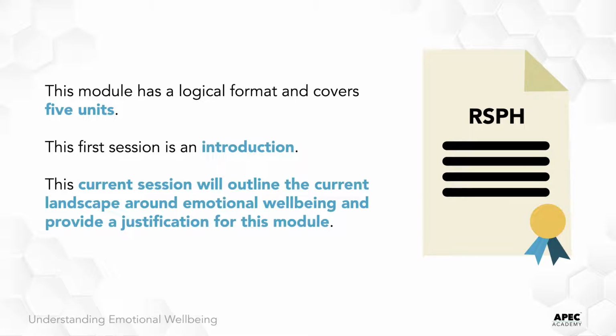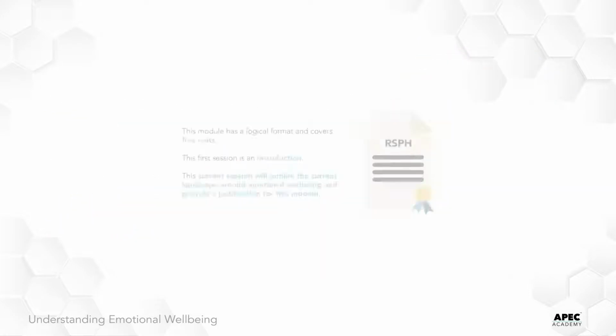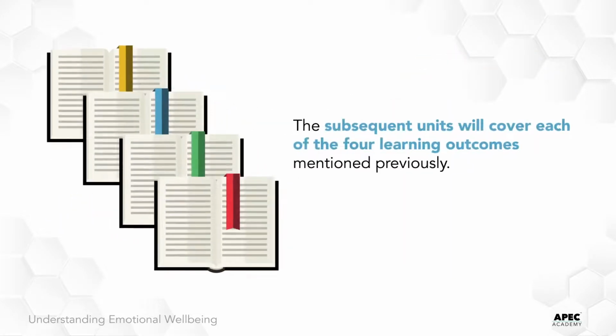This first session is an introduction and will set the scene for the forthcoming module. This current session will outline the current landscape around emotional well-being and provide a justification for this module. It will also outline the requirements for the embedded RSPH qualification and the associated assessment procedure. The subsequent units will cover each of the 4 learning outcomes mentioned previously.